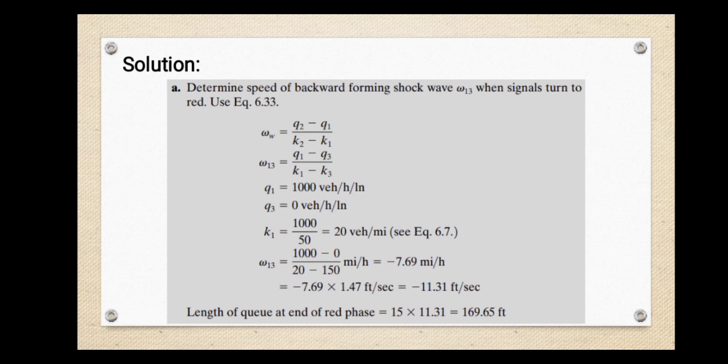So we have here our solution. First, determine the speed of the backward forming shock wave, W sub 13, when the signal turns to red. So we have negative 11.31 foot per second. Length of Q at end of red phase is equal to 15 times 11.31, which is equal to 169.65 foot.